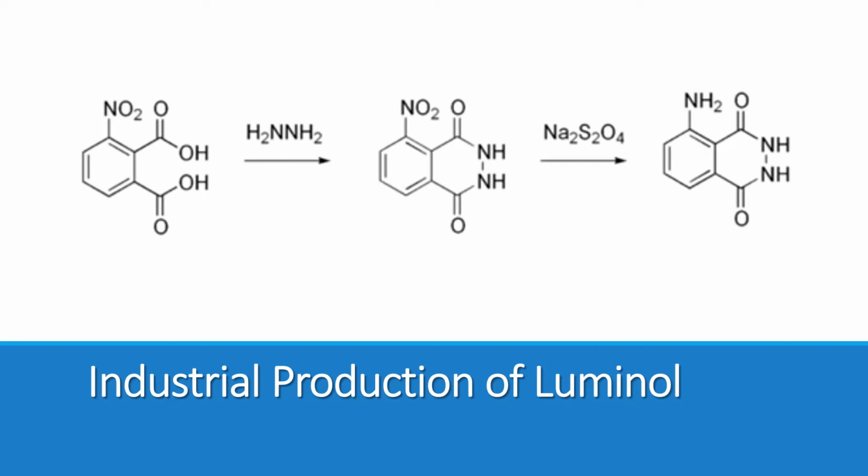First, hydrazine is heated with the 3-nitrophthalic acid. An acyl substitution condensation reaction occurs, forming 3-nitrothiohydrazide. The nitro group is then reduced to form luminol. This reaction can be performed in industry or in laboratories such as those here at Purdue.